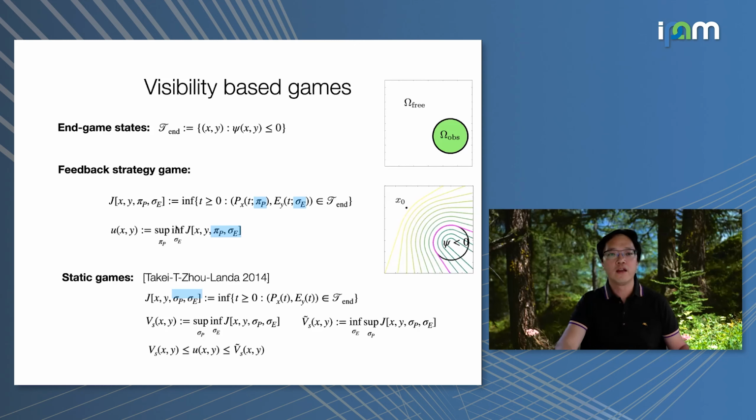Basically, you formulate it as a functional J, which is the time of the game. As long as the two players are away from this endgame state, which is Y being in the occlusion of X, the game will continue, and you would like to come up with a feedback strategy that optimizes such a formulation.